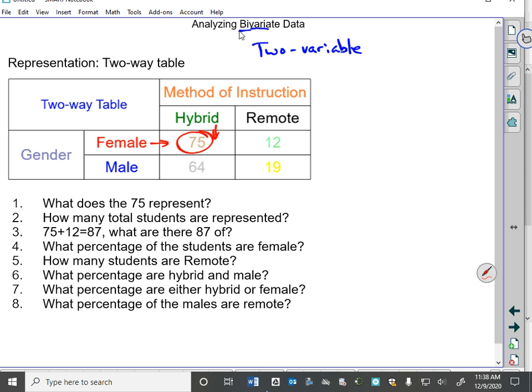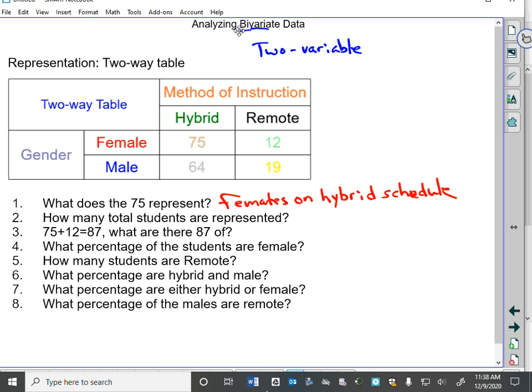So this represents the females on the hybrid schedule. And I probably won't keep writing schedule throughout all of this, or students or things like that. I'll abbreviate and go along there. So the 75 represents the females on the hybrid schedule. The 64 is the males on the hybrid schedule. The 19 is males on the remote schedule, just so we can follow those things around.